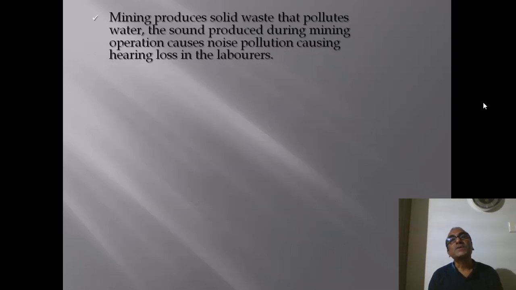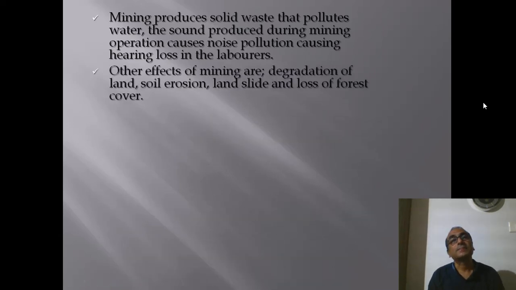Now mining produces solid waste also, as I have told you, and that is going to pollute water. The mining process also produces loud sound, and that is noise pollution, which may lead to hearing loss of the laborers who go into the tunnels and, using heavy machines, drill, dig out and find where the minerals are. So this process is hazardous.